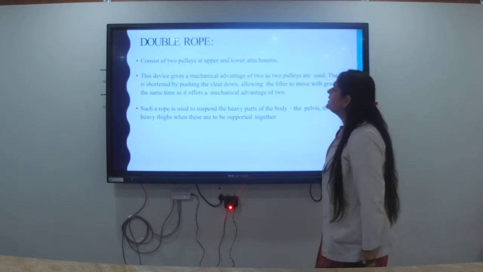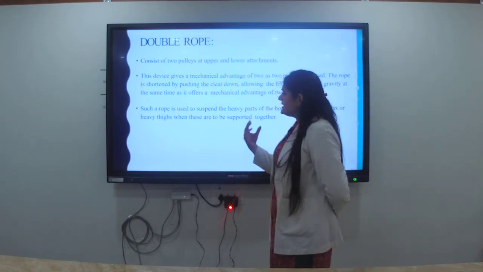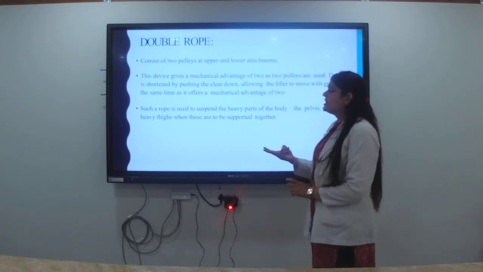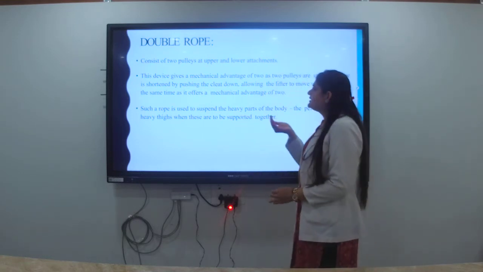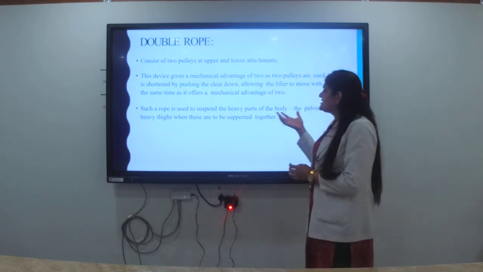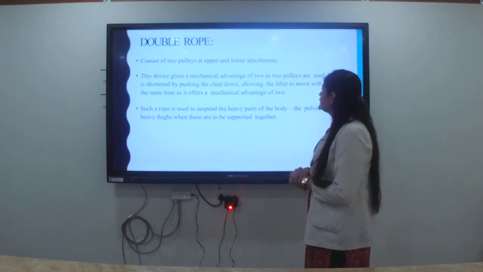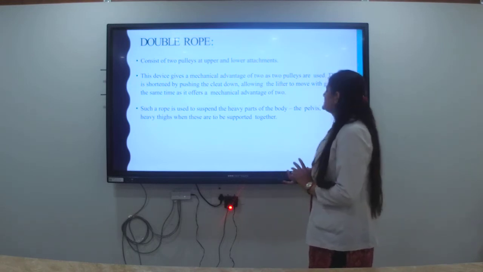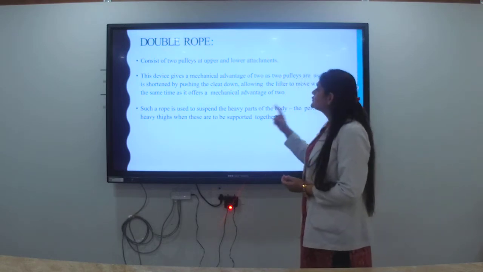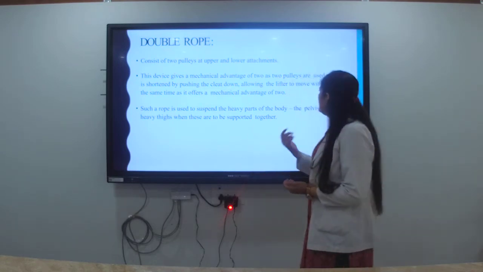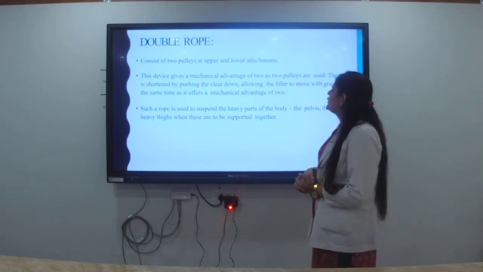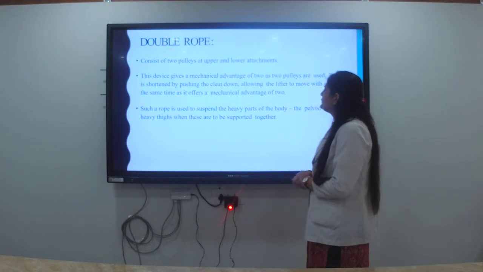Now we will talk about the double rope. As the name itself suggests, the double rope will have two pulleys, one at the upper end and the other at the lower end. Single rope just had one pulley. Now this device gives a mechanical advantage of two, as there are two pulleys instead of a single pulley. So the rope is shortened by pushing the cleat down and allowing the lifter to move with gravity, as it offers a mechanical advantage of two.